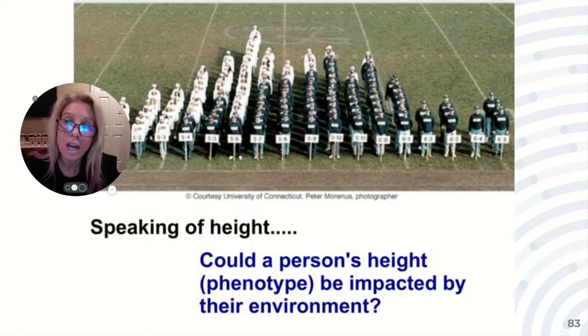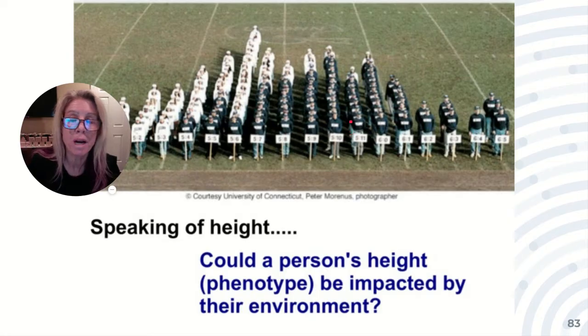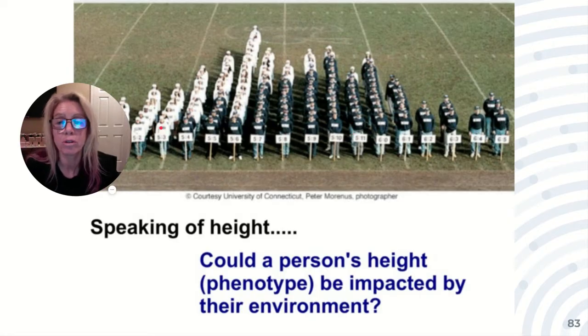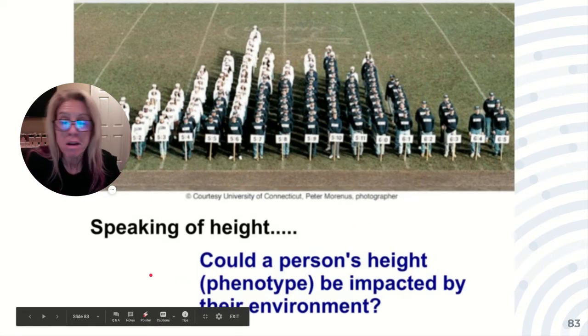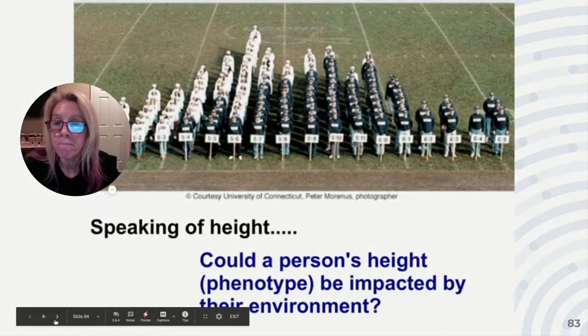As far as height goes, could a person's height, that phenotype, be impacted by the environment? So this is a bell-shaped curve showing height. The dark blue are biological males. The white colored shirts are biological females. How much of that is determined by our genotype and how much of it is by our environment? Maybe if you get good nutrition or not.